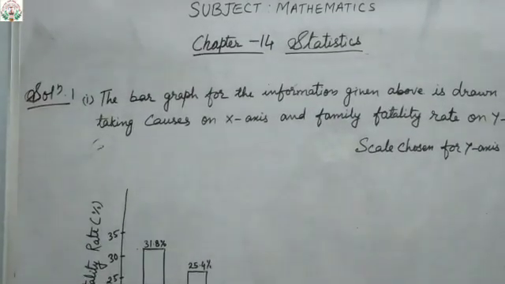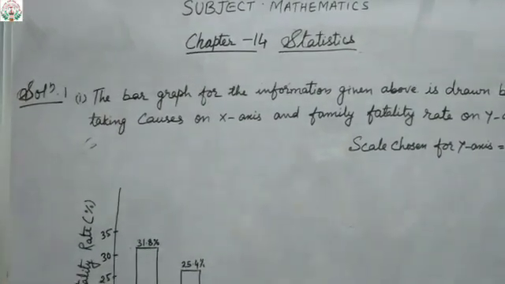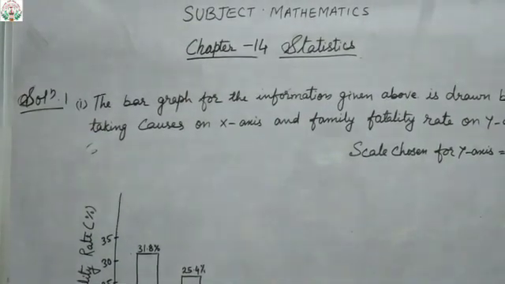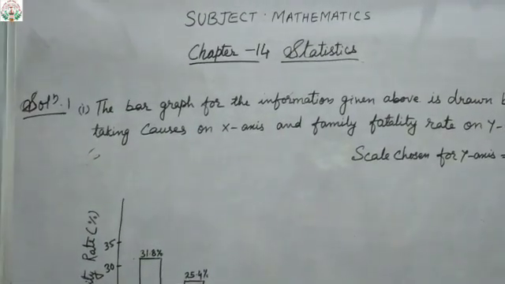Then the female fertility rate. Fertility means death rate here. So the female death rate due to reproductive health conditions, what is the death rate in percent? That is 31.8.